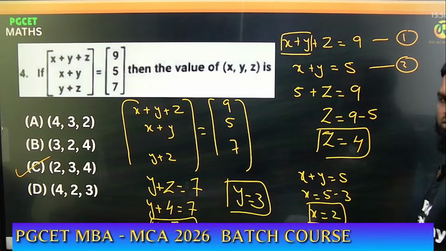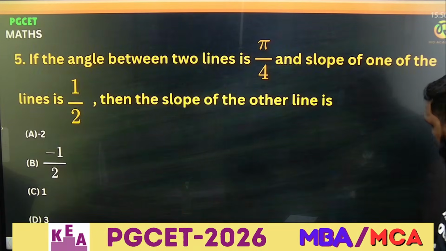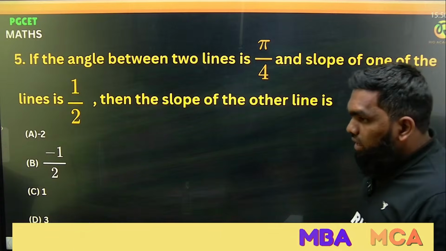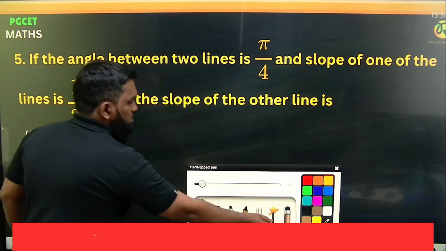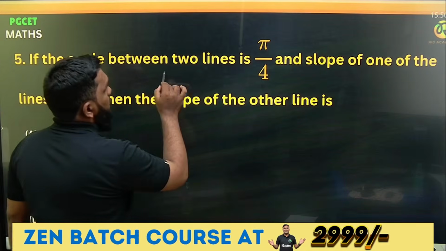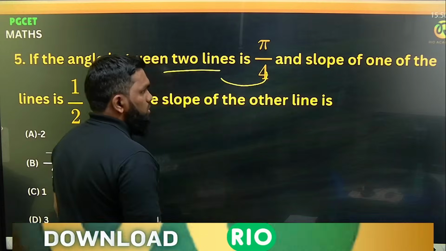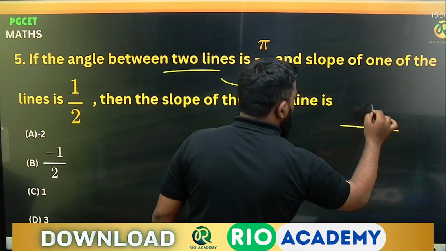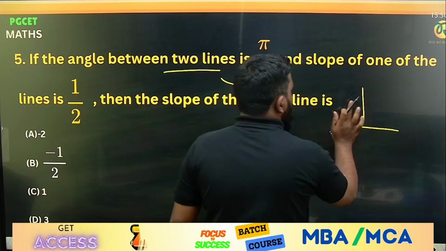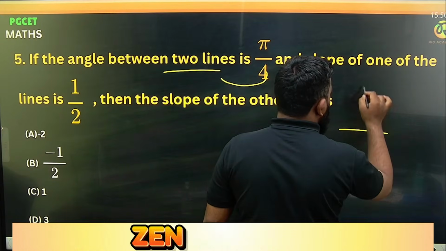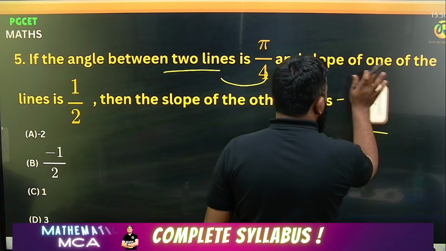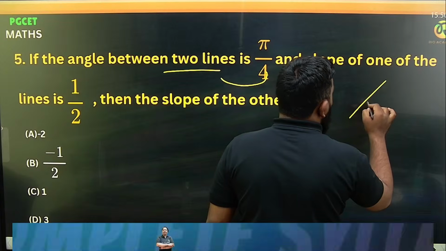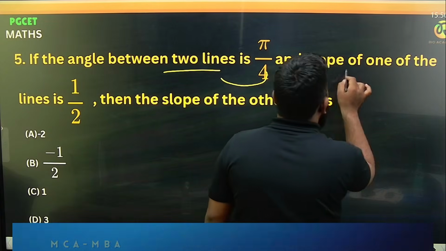Now the next one, we are going to find again. Next question. If the angle between two lines is pi by 4. One angle is there between the two lines, so that is pi by 4.